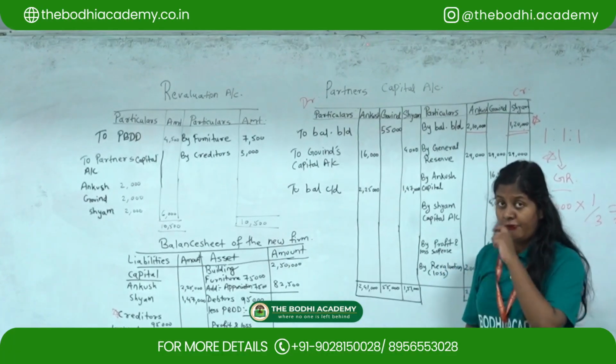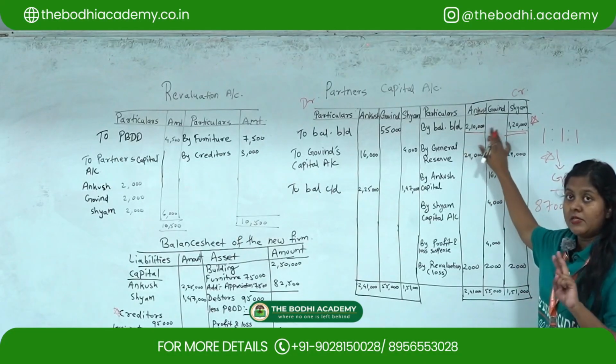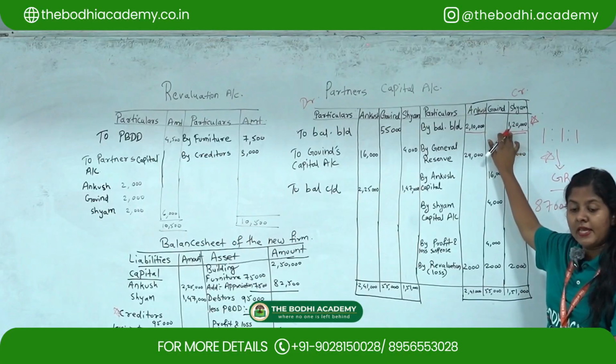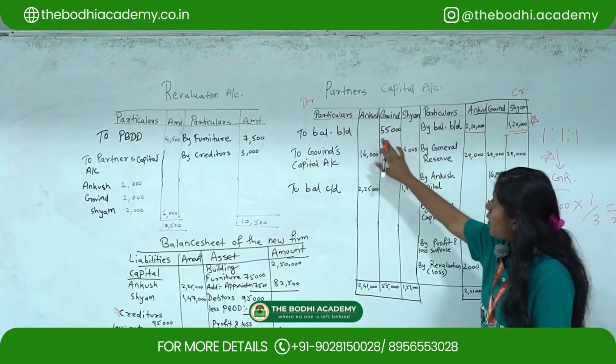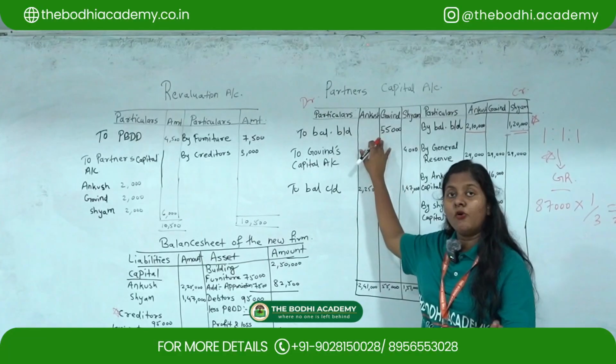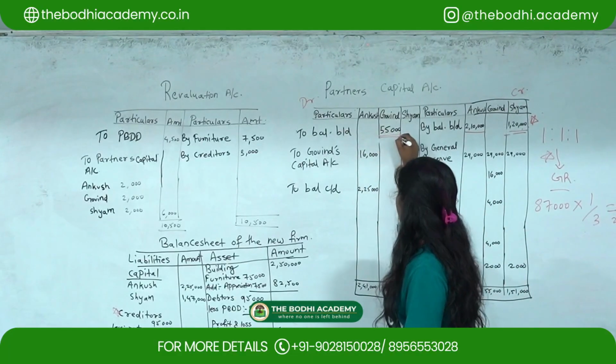So if you see in this question, we have taken only the two partners' capital accounts on the credit side. With regards to Govind's capital account, it will go on the debit side because here they have given the capital account of Govind on the asset side. Okay, so here it will come.